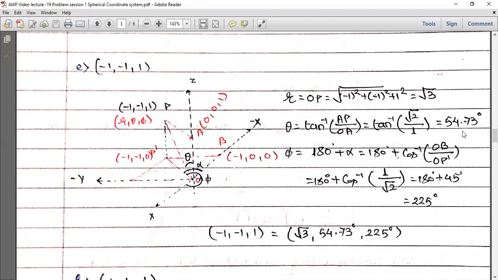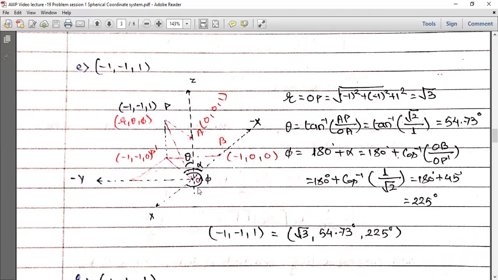How do you find the third coordinate phi? First of all, you draw the projection of point P having coordinates (-1, -1, 1) on the xy plane. When you find its projection on the xy plane, the x and y coordinates remain the same and the z coordinate becomes 0. So this point P dash has coordinates (-1, -1, 0). And the angle between this OP dash and the positive x-axis, this angle will be the value of phi that we have to find.